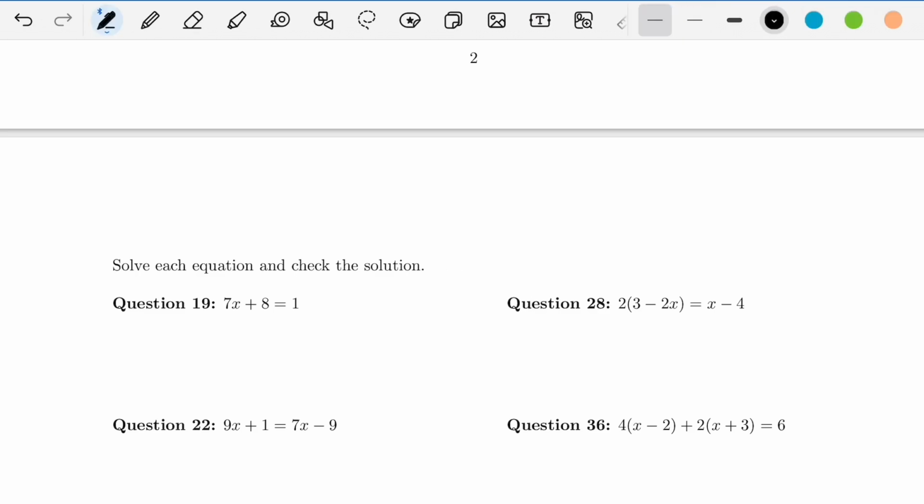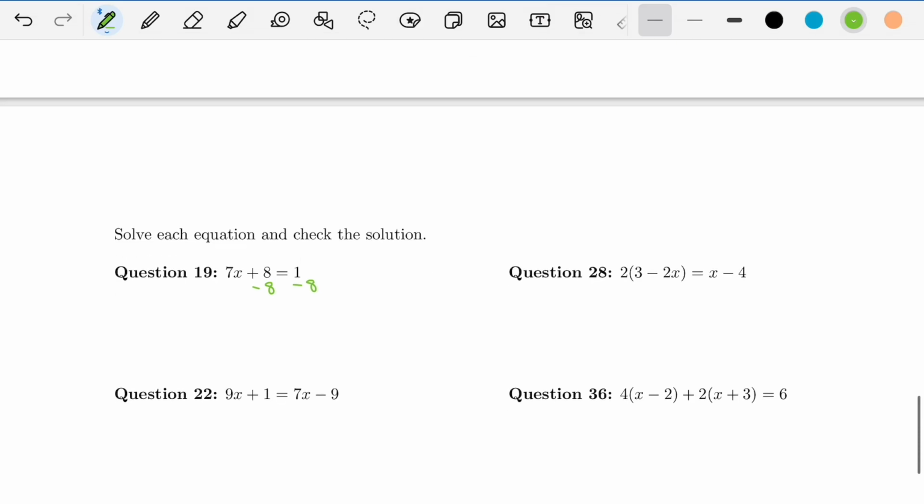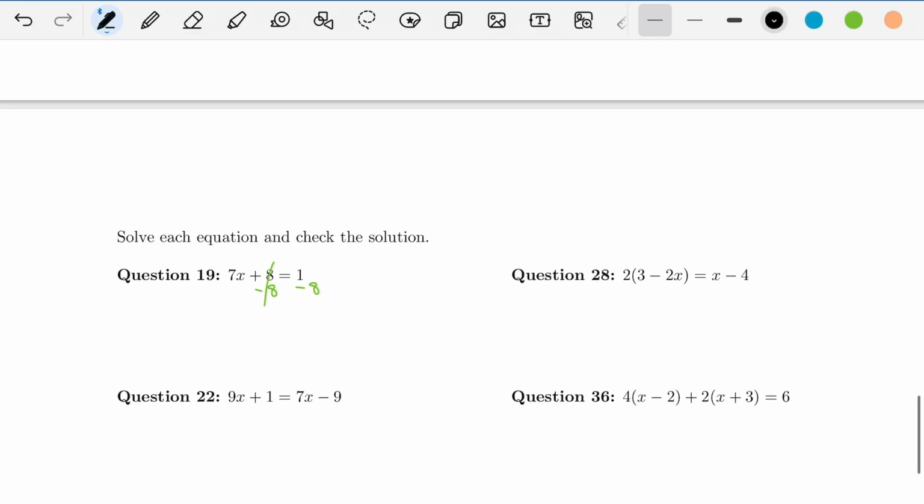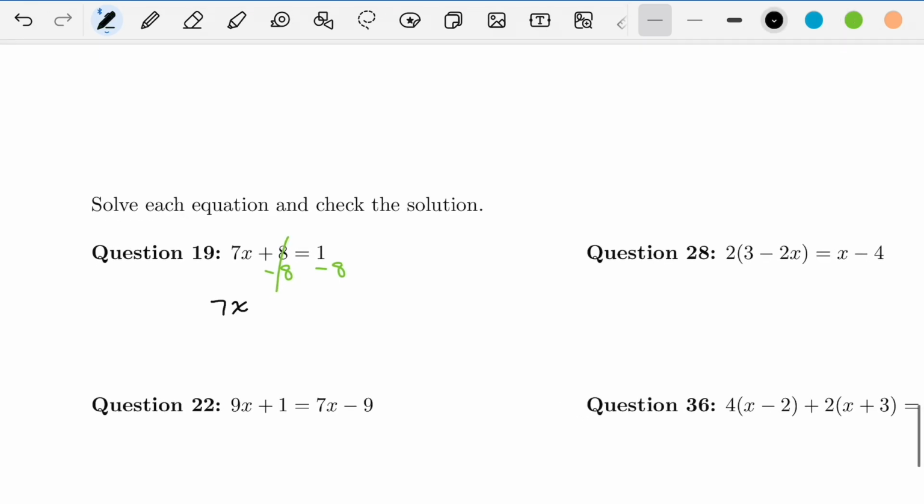In order to undo the operation of adding 8, we're just going to subtract 8. And whatever we do to one side of the equation, we have to do to the other side to balance it out, to make sure that we still end up with the correct solution. So we have plus 8 minus 8 here. These will cancel, and we're left with just 7x on the left-hand side of our equation. On the right-hand side, we have 1 minus 8. This will give us negative 7.